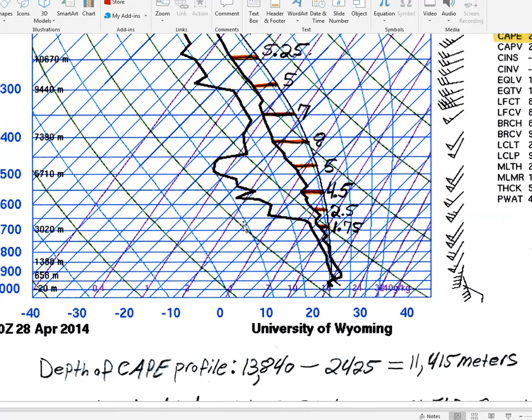So you have your temperature in blue, right here. Here's your temperatures in Celsius. And they come up off the Skew-T like this and skewed to the right. Okay, so here's the 20 degree isotherm. 25 would be this line right here. Here's your 30 right here, etc.